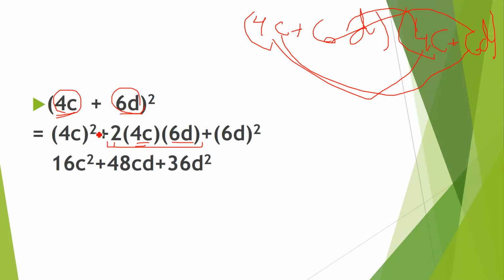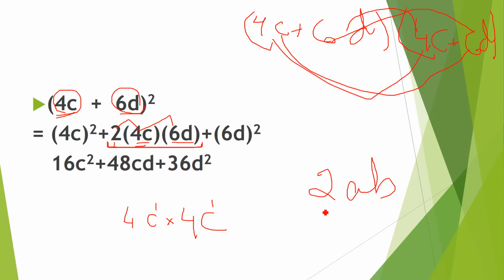Now 4c square is equal to 16c square. It means you have 4c 2 times, right? It does not mean that 4 2 times is 8. 4c times 4c, and exponent you have to add. So 16c square plus 2 times 4 is 8, 8 times 6 is 48, 6d. You have to multiply because this is 2ab. 2ab from the formula, and there is no sign, it means it's multiplication, plus b square, 6 multiplied by 6, 36d square.